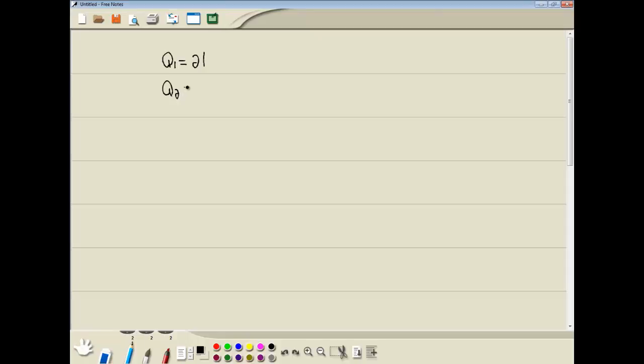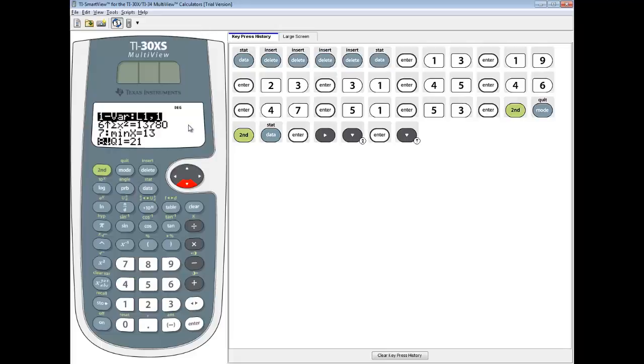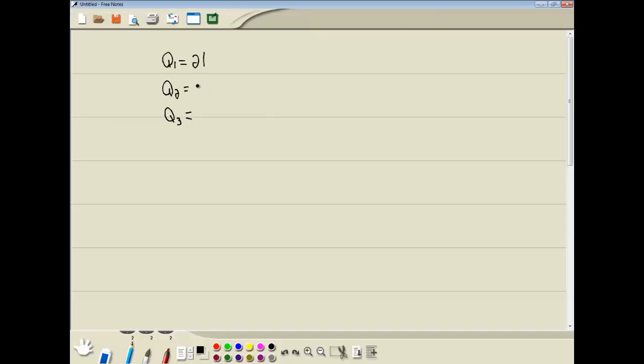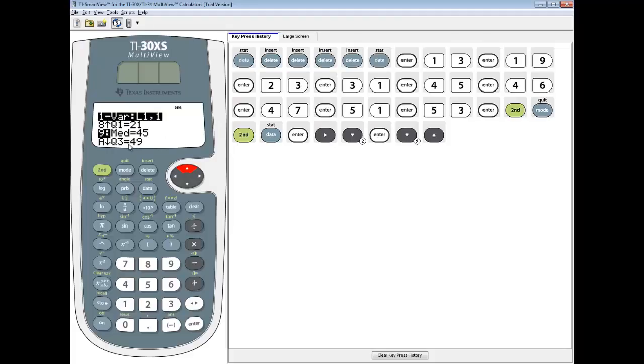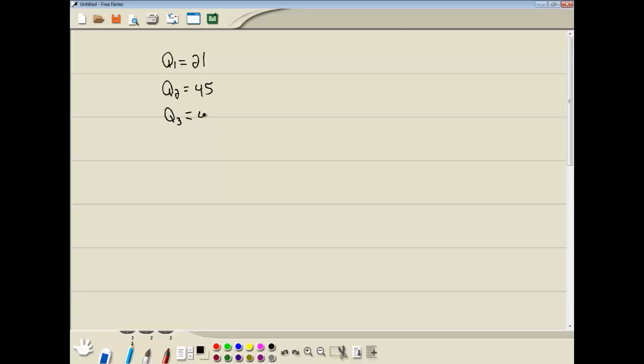We got three quartiles, remember. So let's find Q2. If you keep down arrowing, you don't find a Q2, but you do find a median. The median, MED, that's the same as the second quartile. So Q2 is 45. And then our third quartile is Q3, which is 49. And those would be our quartiles.